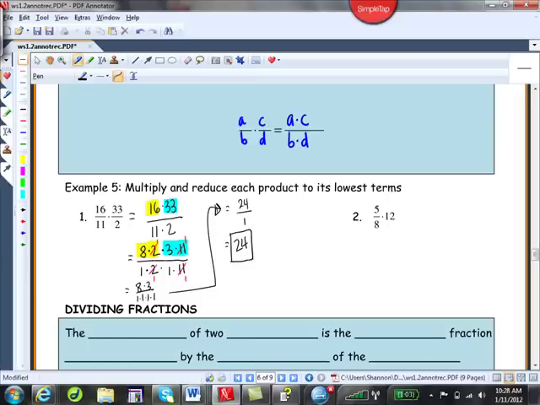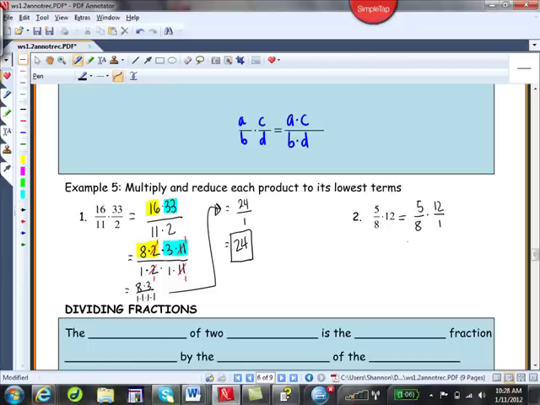Now, why don't you try this one? I'll give you a little hint. This one is equivalent to 5/8 times 12 over 1. Any natural number can be written over 1. So pause the movie and see if you can get this bad boy. Okay, let's see how you did.